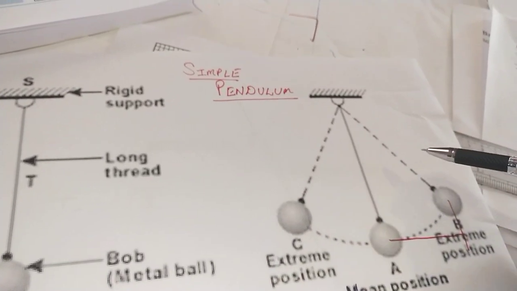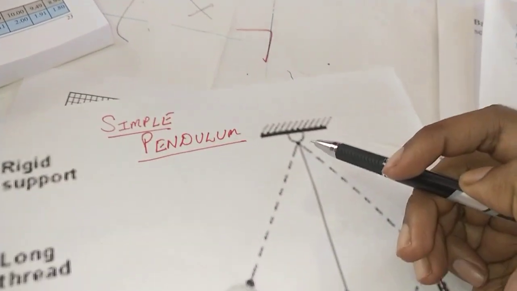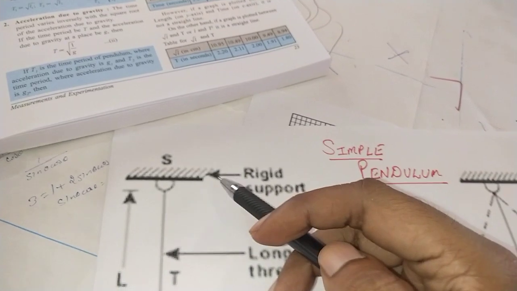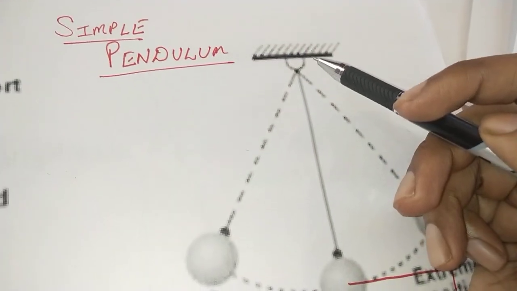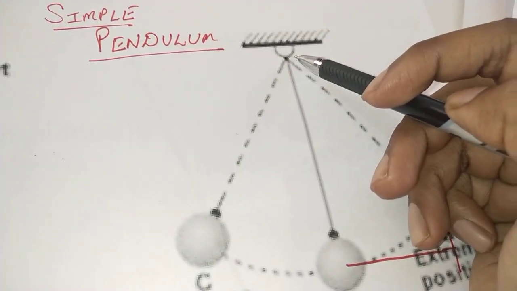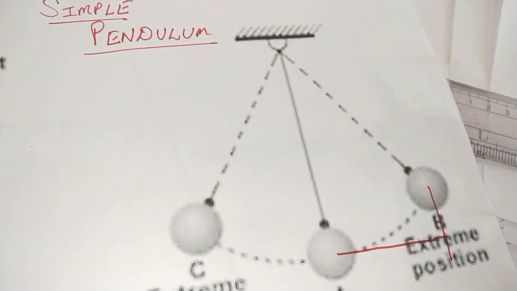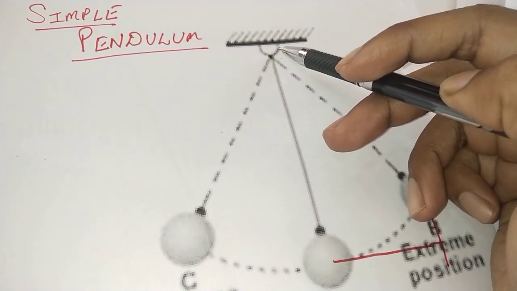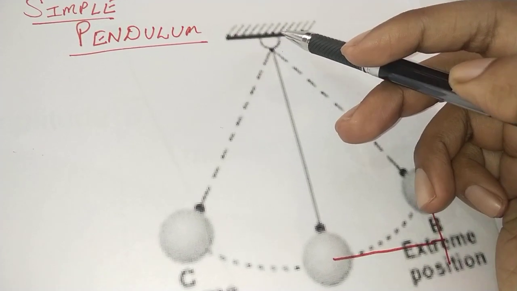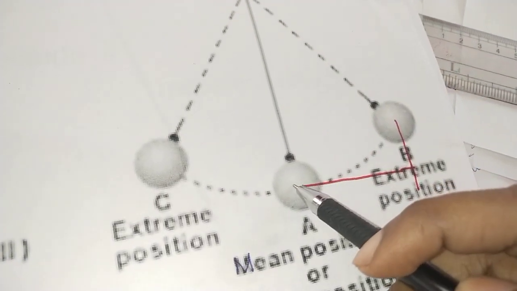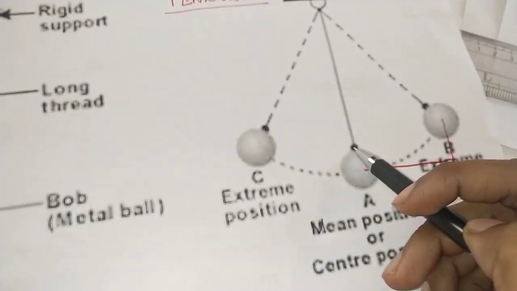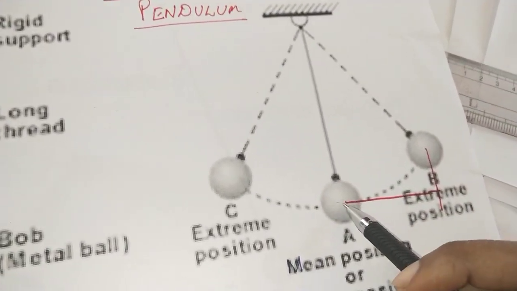This is what constitutes a simple pendulum. The point from where it is suspended has to be a rigid support, and this point of suspension will be fixed. Next is the effective length. What is the effective length? The effective length is the total distance from the point of suspension to the center of the bob, not just to the point at the top where the bob is attached. Now how do we get the center of the bob?